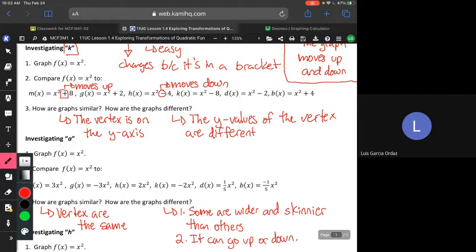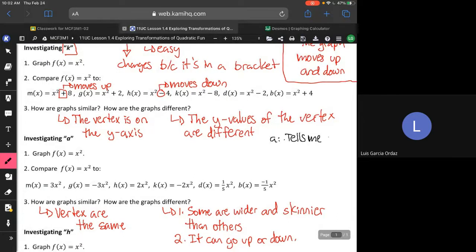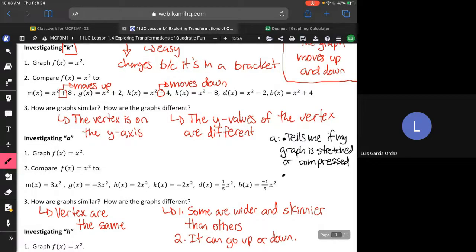Okay, so I'm going to write what A does over here. So the A value tells me if my graph is stretched or compressed. And it also tells me which way my graph opens.